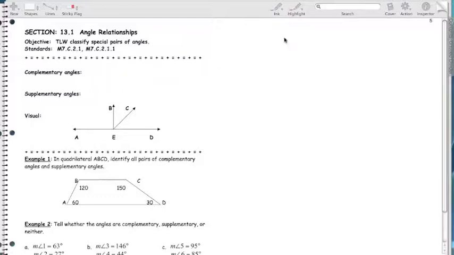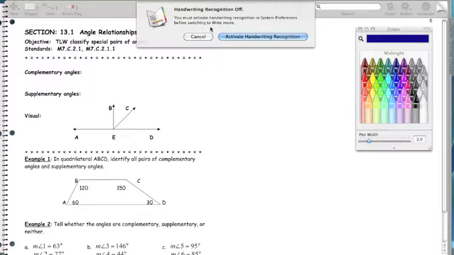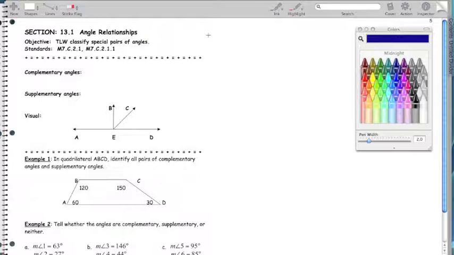Okay, let's take a look at section 13.1, angle relationships. We're going to be taking a look at three different angle relationships in this section, those being complementary angles, supplementary angles, and then vertical angles, which are on the next page. So the first two we're going to take a look at are complementary and supplementary.